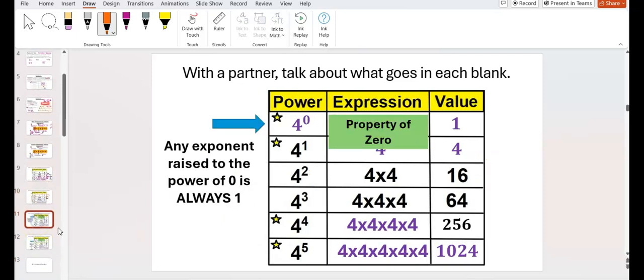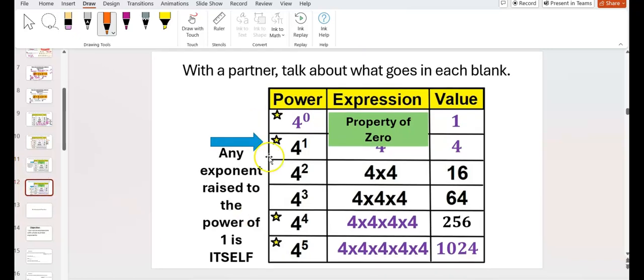So on your notes, you're going to go ahead and write this down right here. Any exponent raised to the power of 0 is always 1. And that, my friends, we call the property of 0. So if you are ever told what number is raised to the power of 0, you can just recall that because of the property of 0, it's just 1. Or you can remember that it's because we're dividing by that base, so that's going to turn into a 1. Let's write that down.